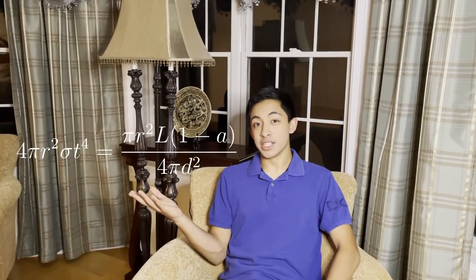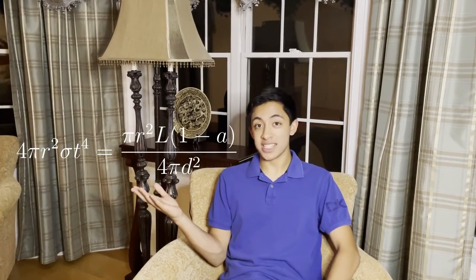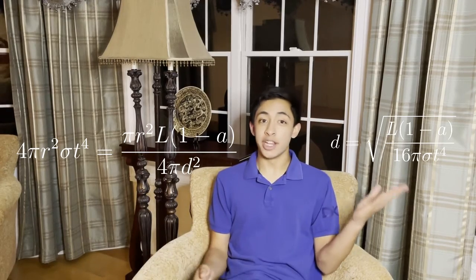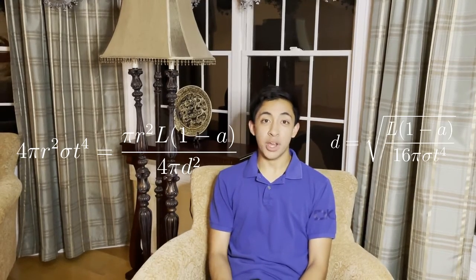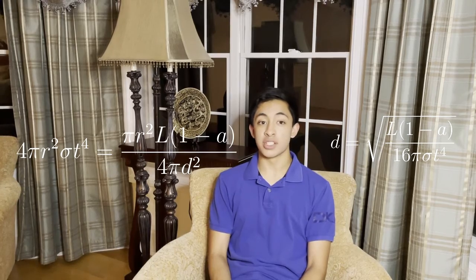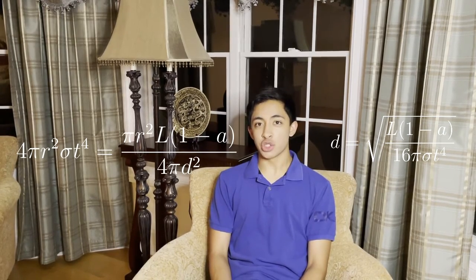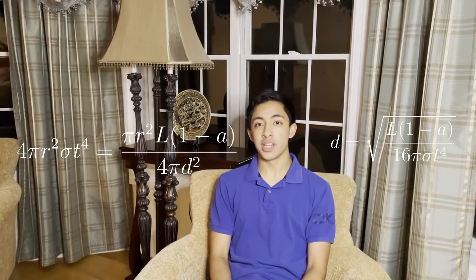Setting these equations equal to one another gives this, and solving for D, or distance from star, and simplifying gives this. And here we have it, a relatively simple equation for solving for the habitable zones of a star. Using these equations, astronomers can scour the universe for planets with the potential for liquid water in an effort to answer the question, where are the other habitable planets, and are we alone in this universe?